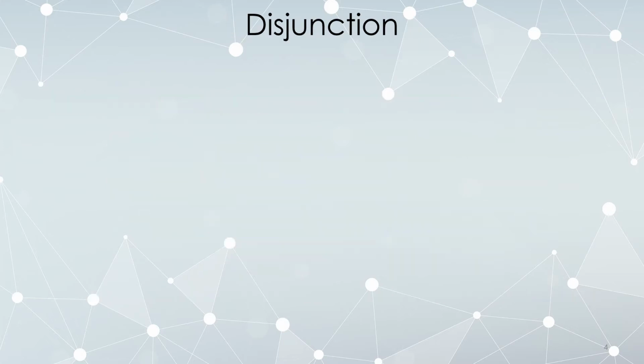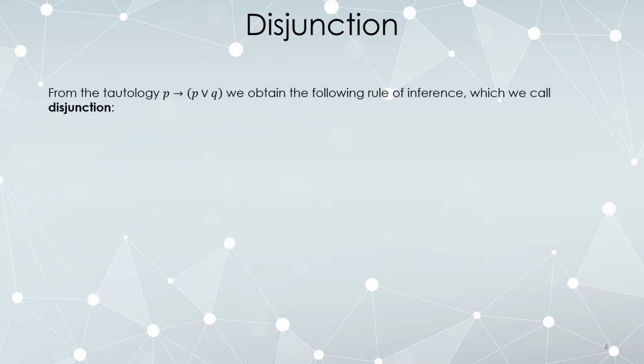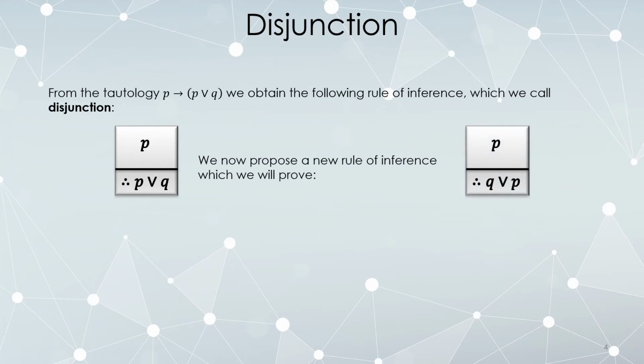Next, we have disjunction. The following is a tautology. P implies P or Q. You can understand this intuitively. If P is true, well then certainly P or Q is true. It gives us the following rule of inference. We propose a new one, that rather than from P, a disjunction with P on the left, you can also do from P, a disjunction with P on the right.